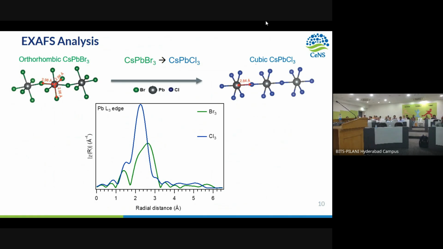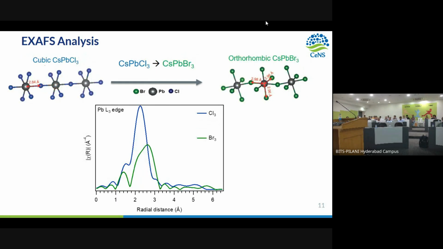Here in cesium lead bromide, we see two peaks, which correspond to the orthorhombic structure. Cesium lead chloride is in a cubic crystal structure, and we see only one peak for the Pb-Cl bond length. If we keep on adding cesium lead chloride to this system, you see that this intensity is decreasing and this one is increasing, and that continues with more and more addition.